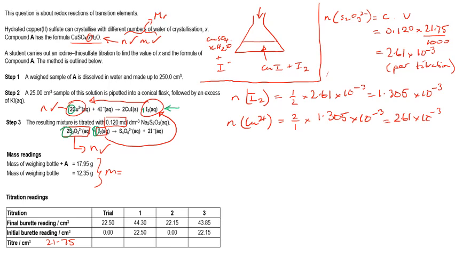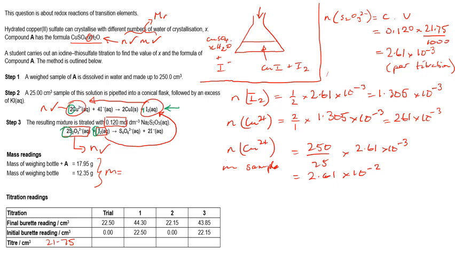But of course we took a 25 cm cubed aliquot out of a 250 cm cubed volumetric flask. So the moles of copper ions in the sample is 250 over 25, which is where our 10 comes from, times the moles that were in each titration, and so that is 2.61 times 10 to the minus 2. That was the amount of moles in our actual sample.